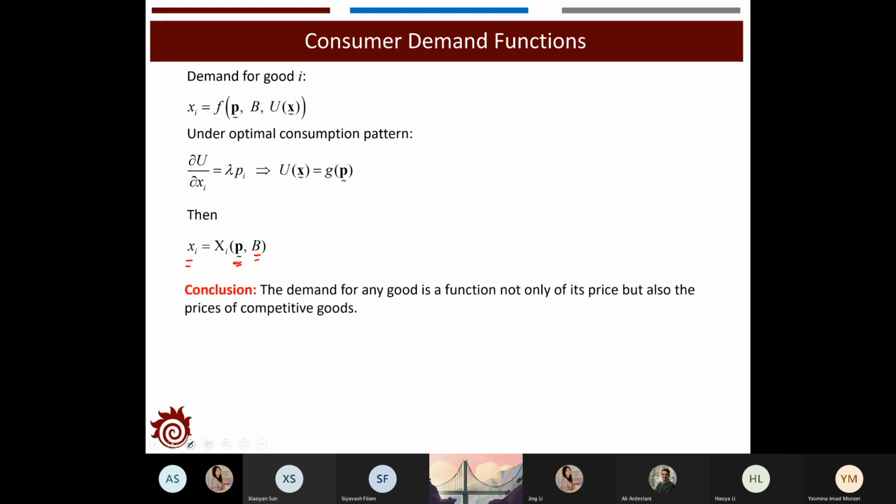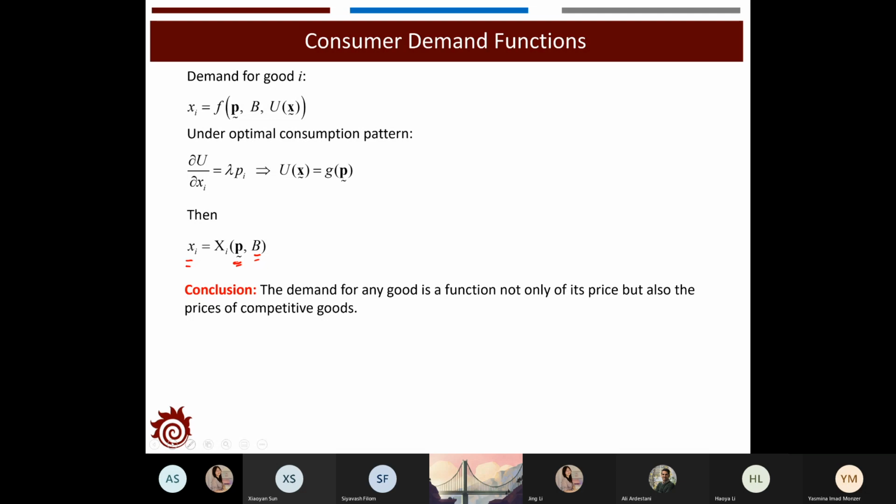And this gives us another hint about the determination of the consumer demand function. So in order to determine the consumer demand, you not only need to know your own price, you also need to know the price of your competitive goods.